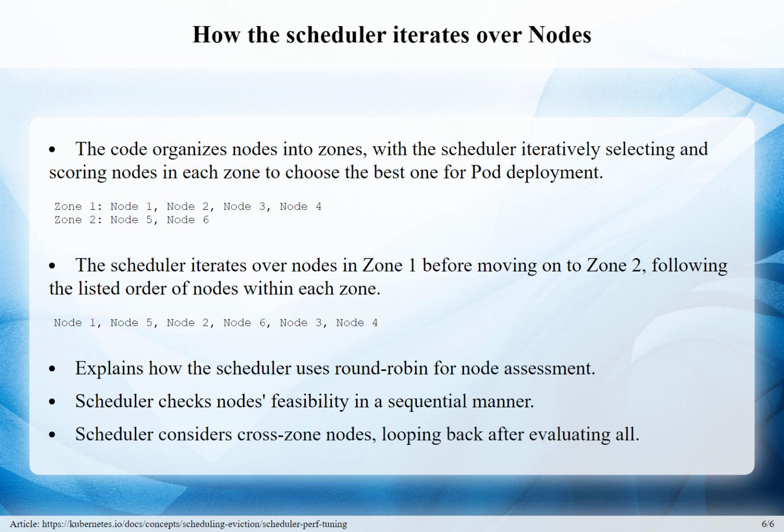In cases where nodes are across various zones, the scheduler ensures consideration of nodes from all zones. For instance, with 6 nodes in 2 zones, the scheduler evaluates them in sequence, cycling back to the start once all have been checked.